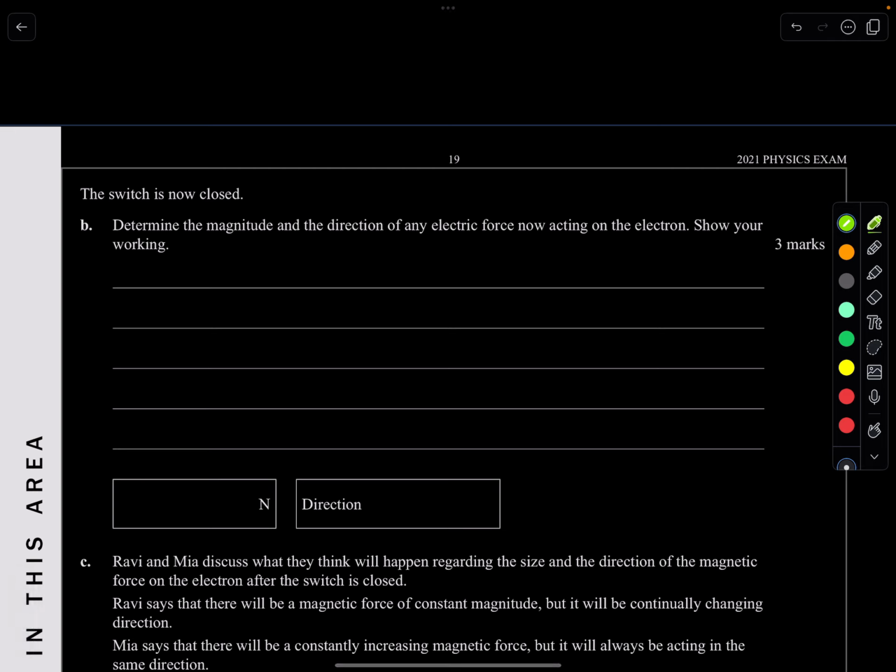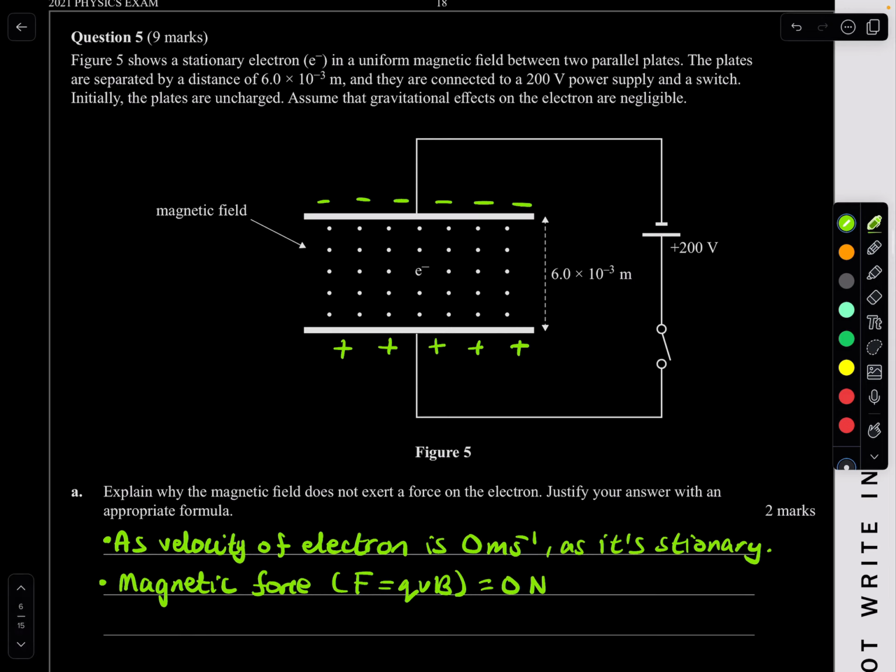So determine the magnitude and the direction of the electrical force now acting on the electron. Show your working out. So what do we know about electrical force? We know that electrical force is given by QE, and we need to find our electrical field strength. And we also want the direction.